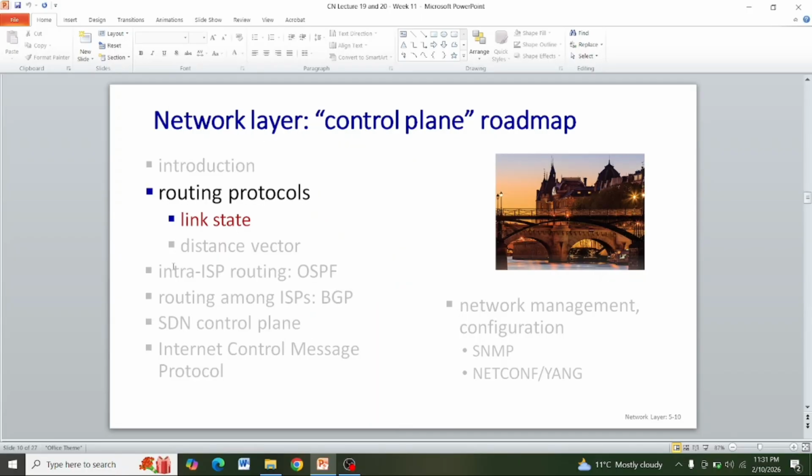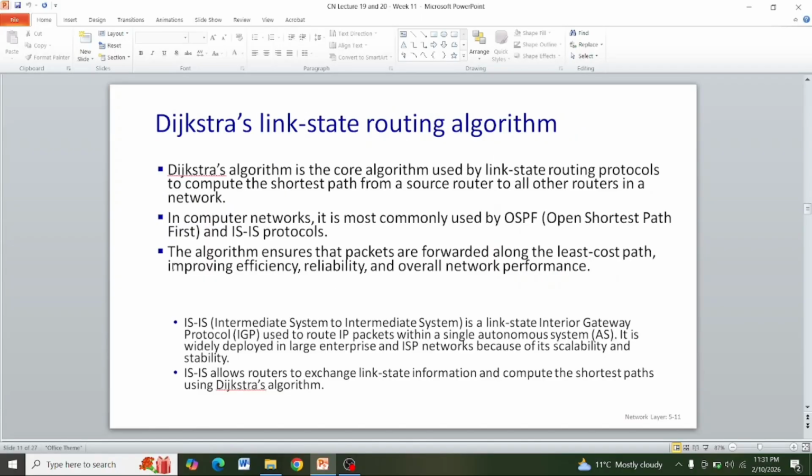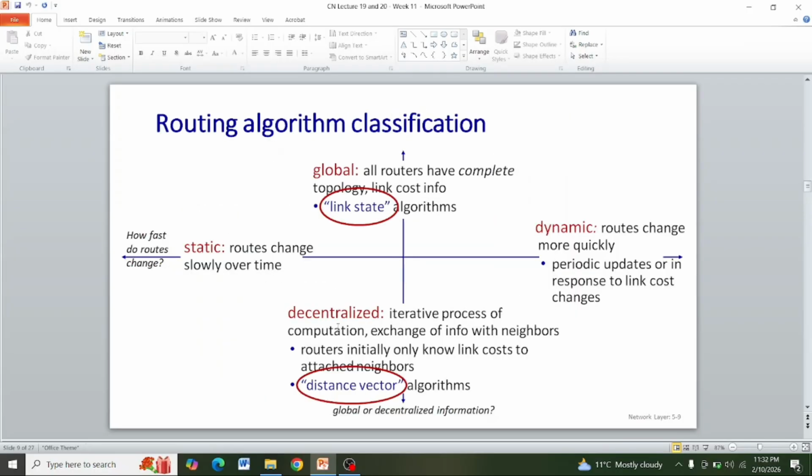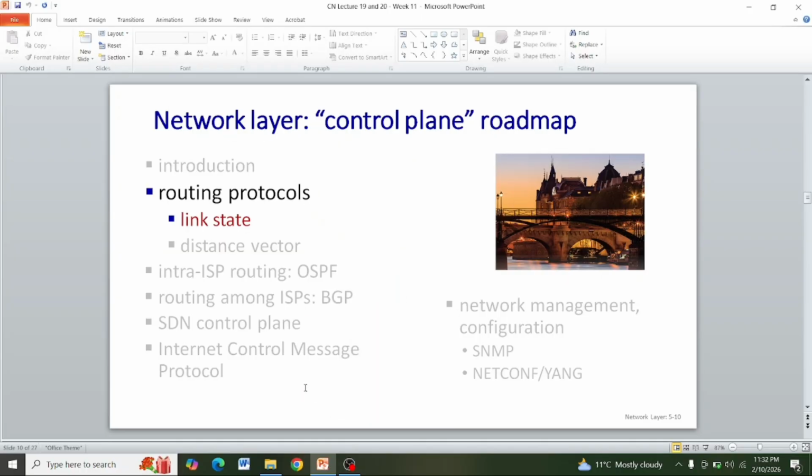Here's the summary of our entire chapter. Next, we move on to our core algorithm, that is Dijkstra's algorithm. This is a link state algorithm. And as you see in our previous slide, the distance vector algorithm, we will discuss in our next lectures. The Bellman-Ford is the core algorithm of the distance vector algorithms.